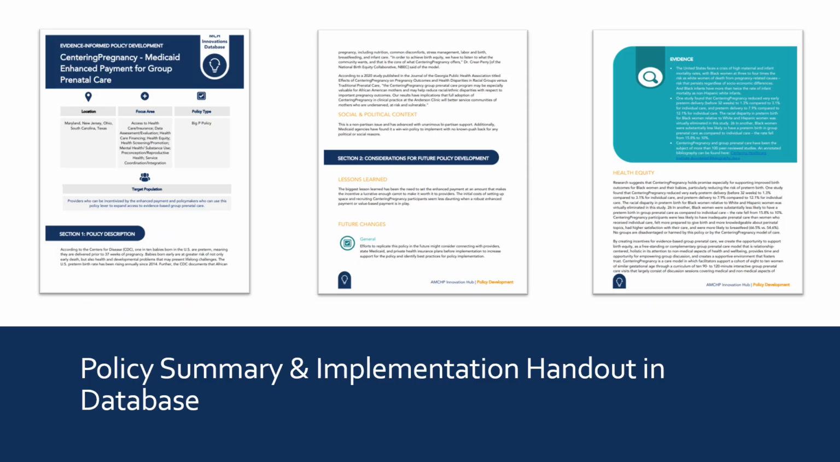The policy summary and implementation guidance handout provides those accessing the MCH Innovations Database with the information necessary to get a feel for your policy, with the goal of potentially replicating your policy or working with you, the practice developer, in the future. The content of this handout is matched to the questions on the policy submission form, which the Innovation Hub team will use to pre-populate the handout and send it to you, the submitter, for review and approval.